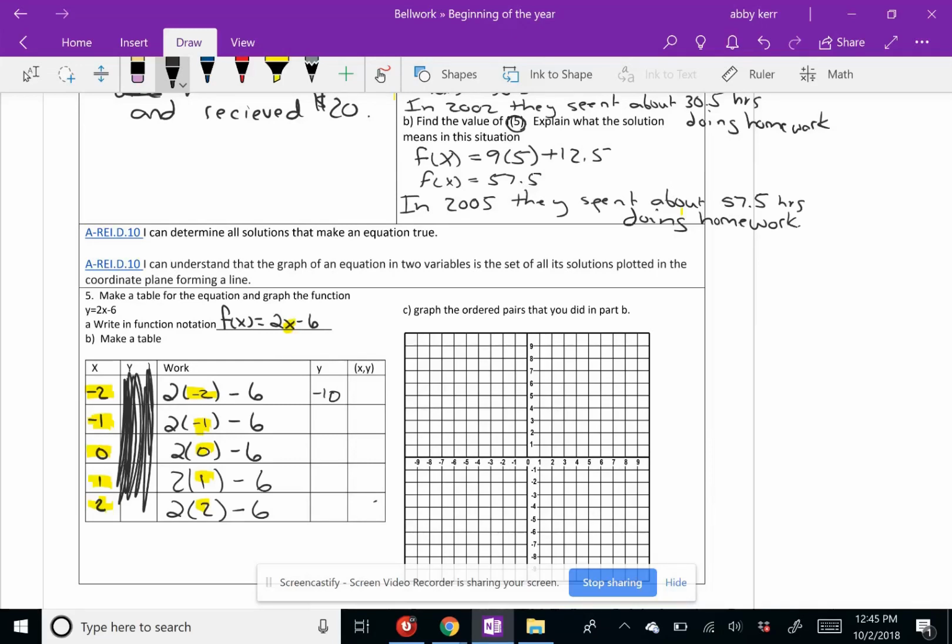So 2 times -1 is -2, minus 6 is -8. 2 times 0 is 0, take away 6 is -6. 2 times 1 is 2, minus 6 is -4. 2 times 2 is 4, take away 6 is -2. And then just write them in ordered pairs.